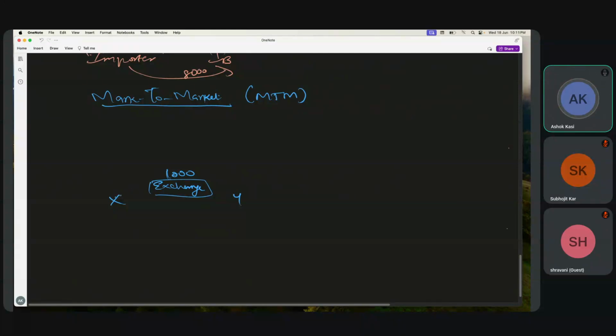Now imagine X has to pay initial margin, right? So assume 30% is the initial margin. So he will pay how much? 300 to the exchange. Y will also pay 30% to the exchange.